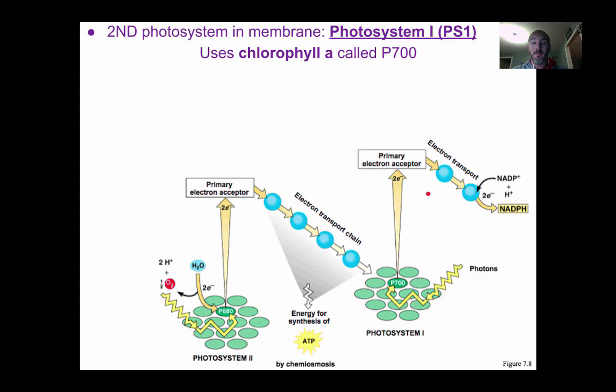The second photosystem then in the membrane is photosystem 1. It's going to use a different chlorophyll A, but still, you can just remember it as chlorophyll A.